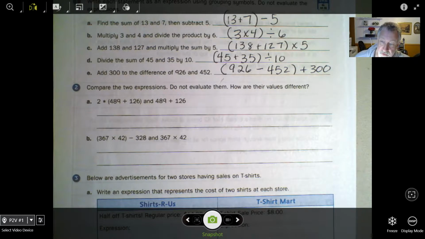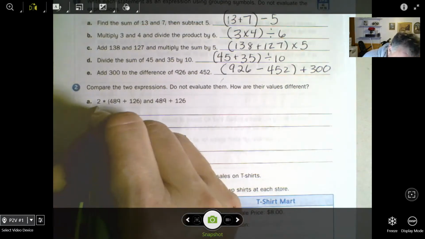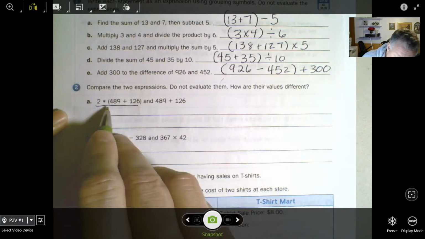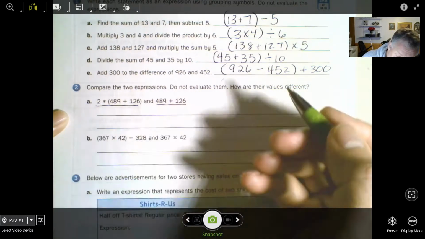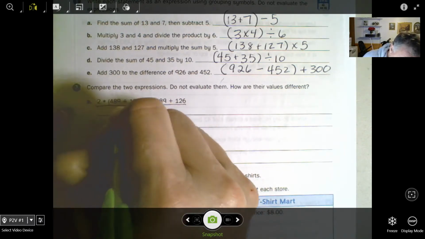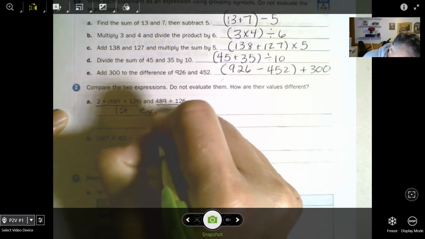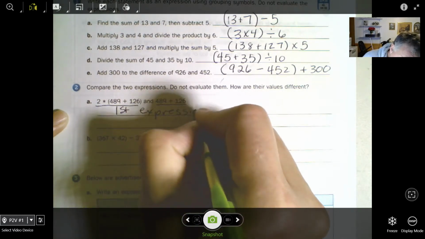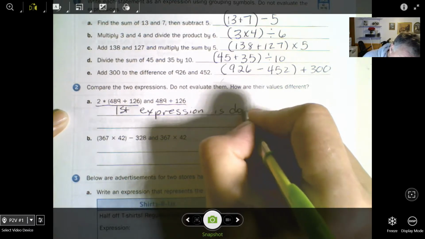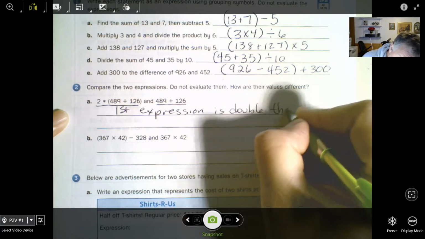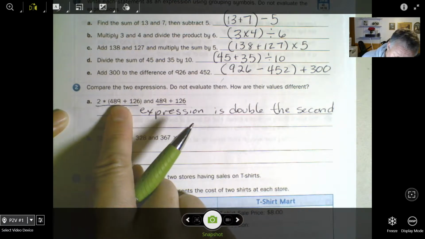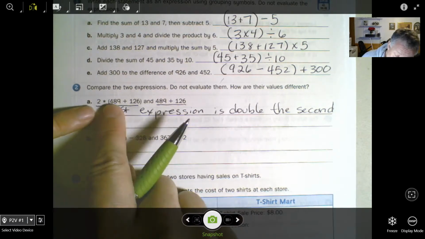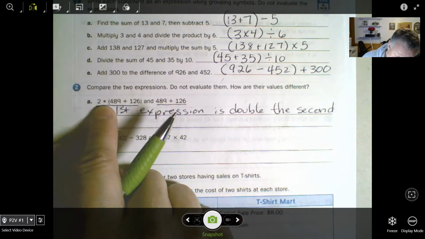Number 2, compare the two expressions. Do not evaluate them. How are their values different? So the first expression is 2 times 489 plus 126, and the other one is just 489 plus 126. So the first expression is double the second. The reason I know that is because they both contain the same amounts, but in this one I'm taking this amount and taking it times 2.